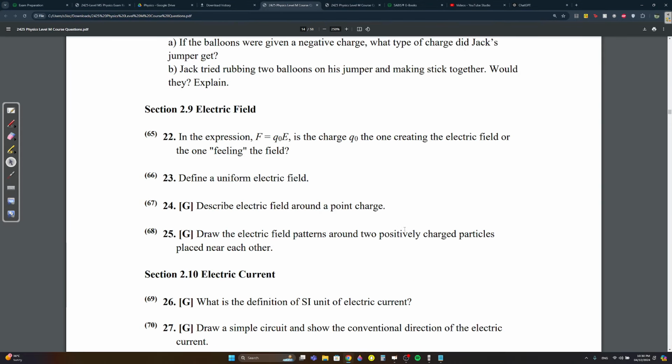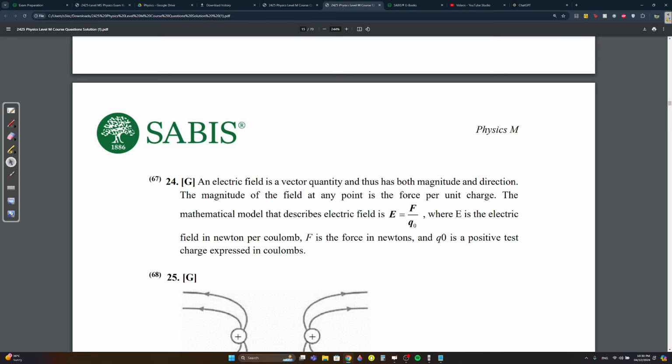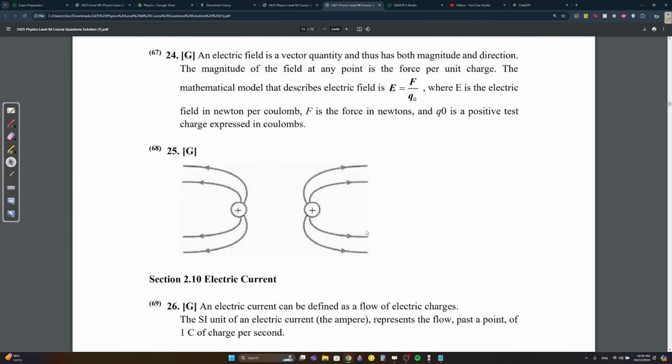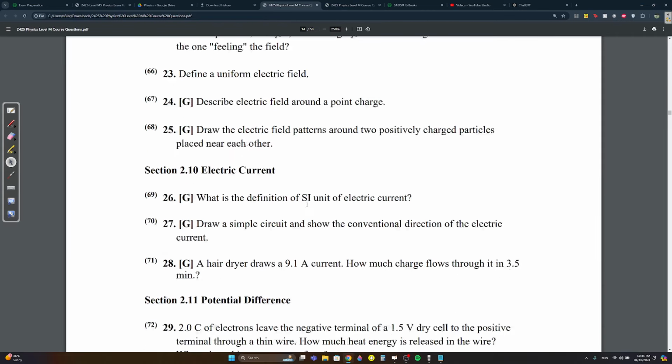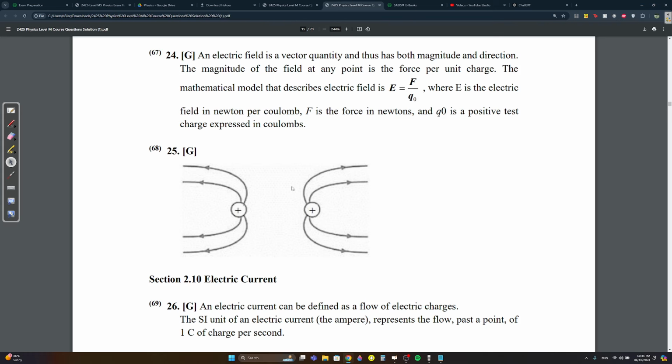Draw the electric field around two positively charged particles placed near each other. That's it. Okay, they go away from each other because it always goes from positive to negative. There's no negative place to go to. It just goes away, like bam, bam, bam. You know what I mean? Okay. Memorize this, huh? Memorize it.